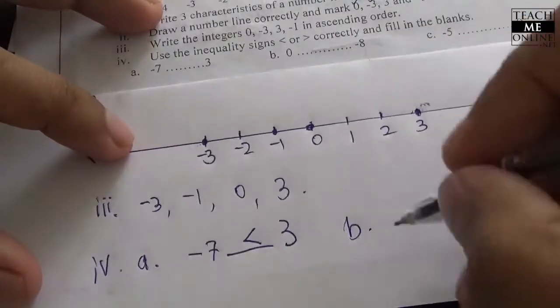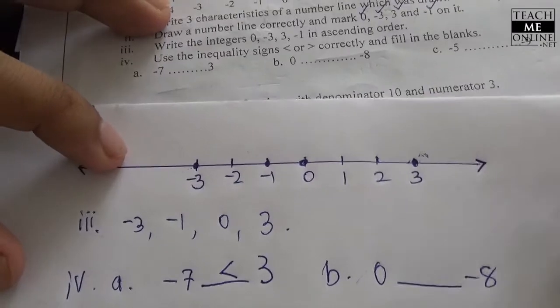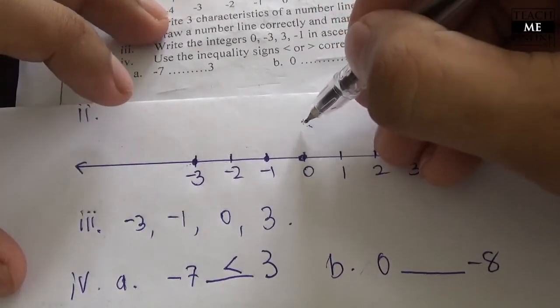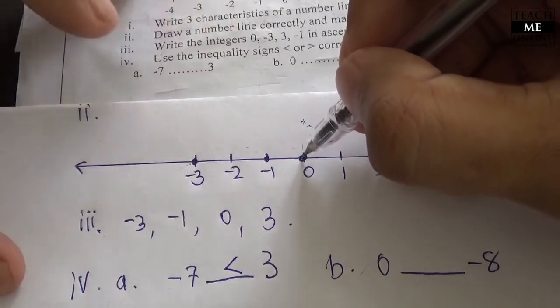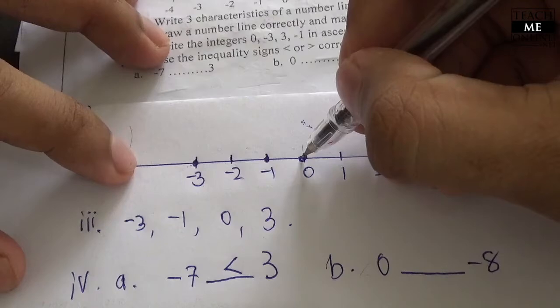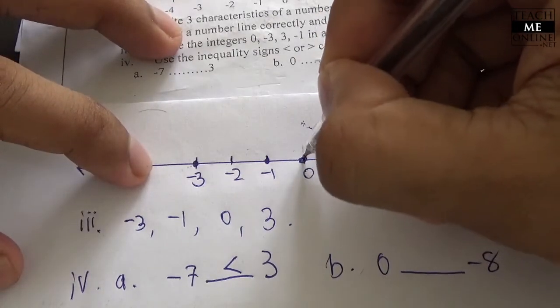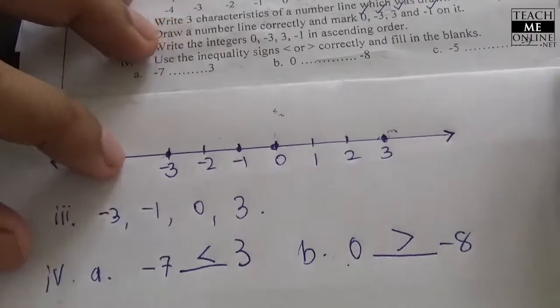Part B, 0 and negative 8. Right. So 0 is here, negative 8 will be somewhere here. So again 0 is here, the larger number is on the right, negative 8 is here. Which is on the right? 0 is on the right, so 0 is the larger one, the mouth is open towards 0. Here we have the greater than sign.